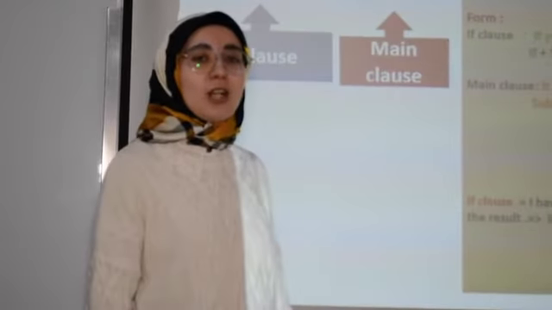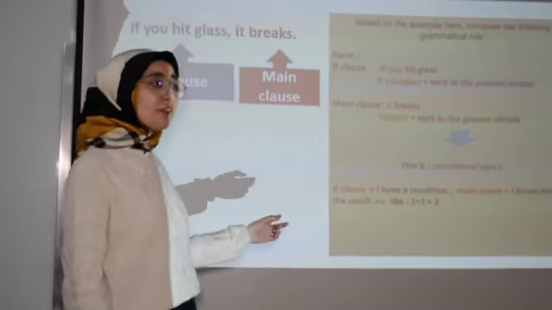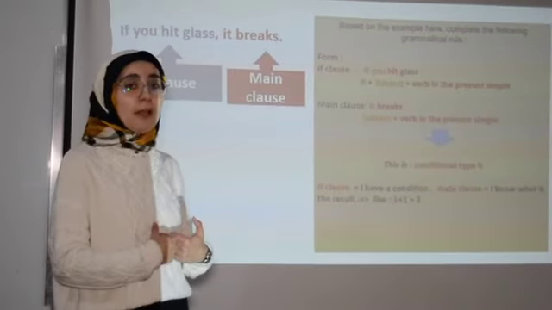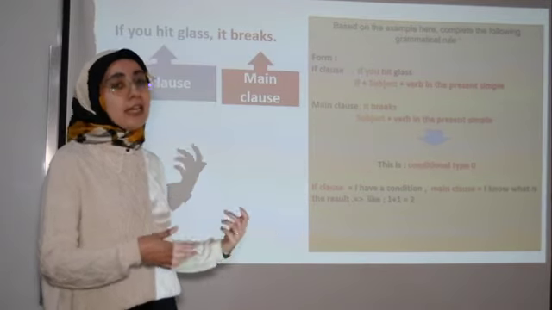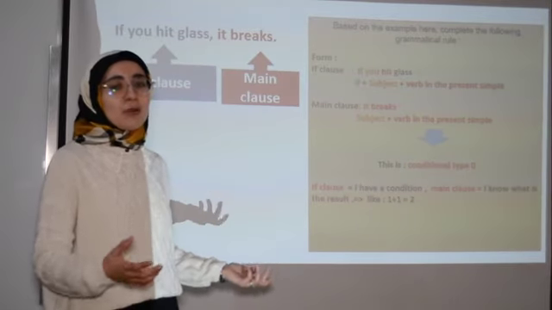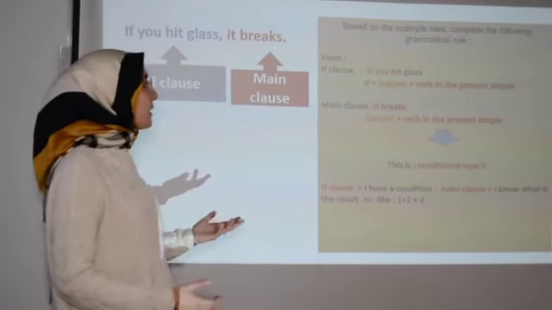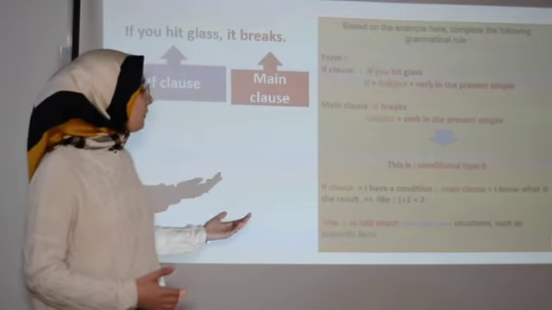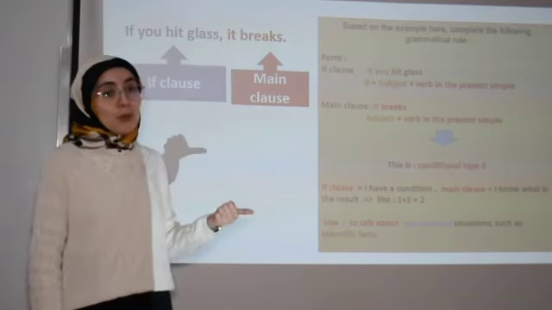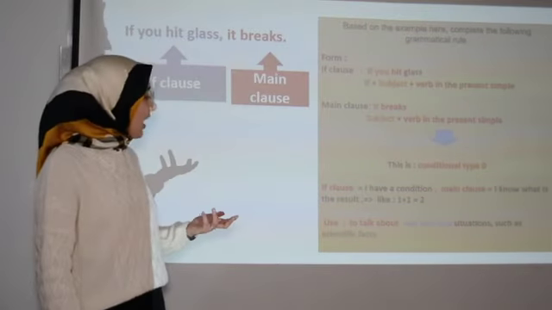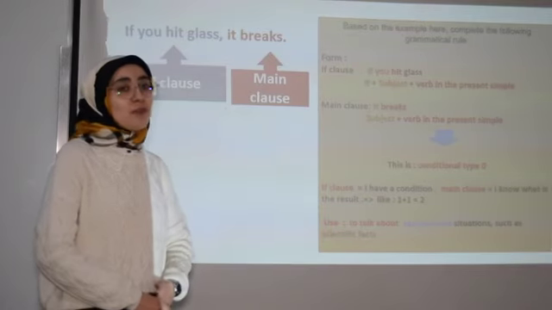This is conditional type 0. It consists of 2 parts. If clause, I have the condition. Main clause is an evident result of the condition. Example, 1 plus 1 equals 2. Now, let me ask you, why do we use this conditional? We use it to talk about real, true situations, such as scientific facts that we have seen before.